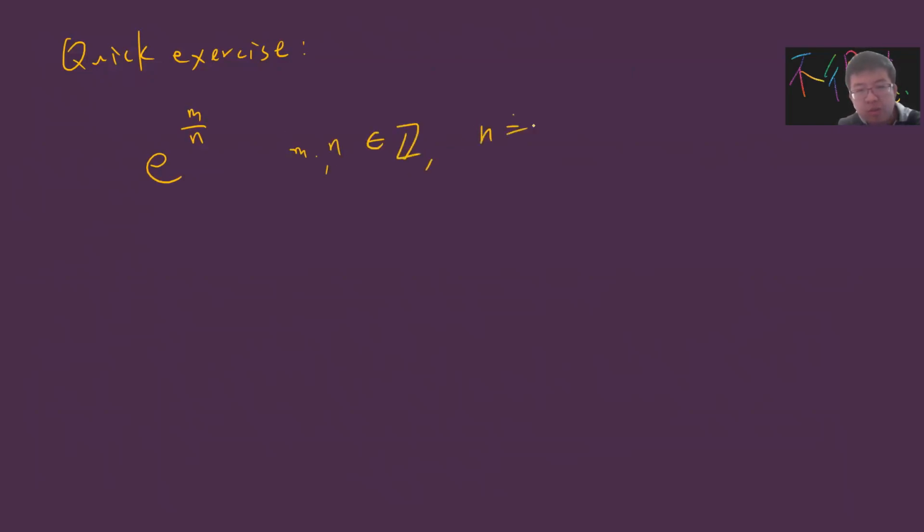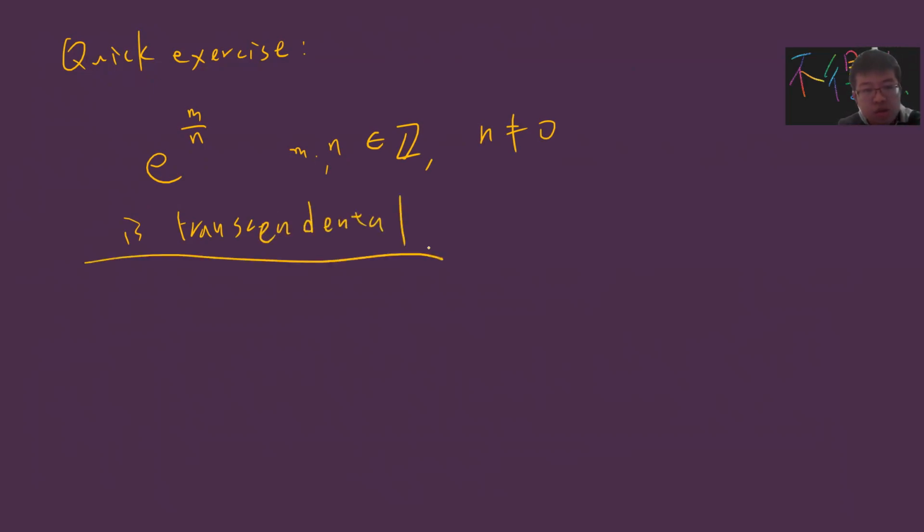Okay, and there's a quick exercise, which is also interesting. You can try to prove that e to the m divided by n, where m and n are integers and n should not be 0, is transcendental. Okay, so this is also an interesting proof. Let me quickly say how to prove this.